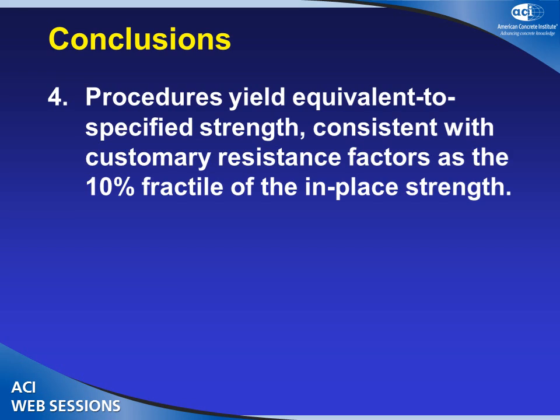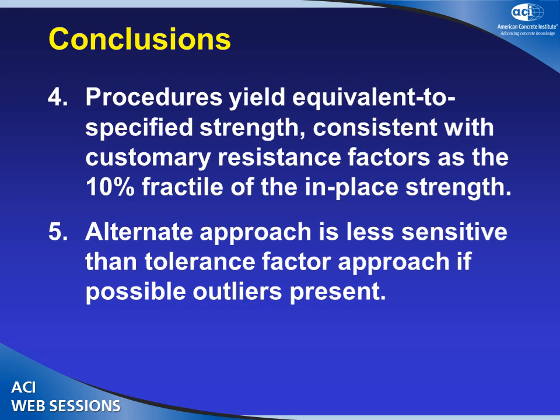The procedures both are intended to yield equivalent to specified strengths consistent with customary resistance factors as the 10% fractile of the in-place strength. And the alternate approach is much less sensitive than the tolerance factor approach if possible outliers are present and you're not sure whether to exclude them from the data set or include them in the data set.